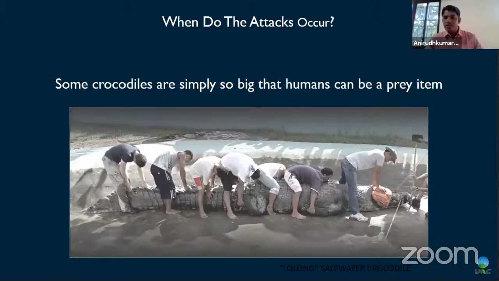And sometimes the crocodiles become so big. You can see the size of this crocodile. This is one of the biggest crocodiles in the world, so long. You can see how many people are sitting on that, still it's so long. Sometimes they are so large that they actually see humans as prey. They can actually attack humans to feed, to catch them.